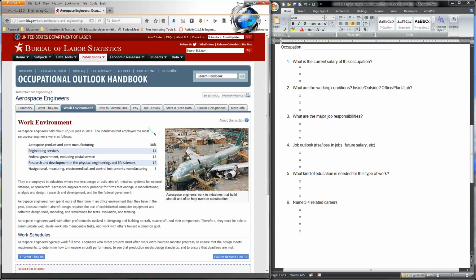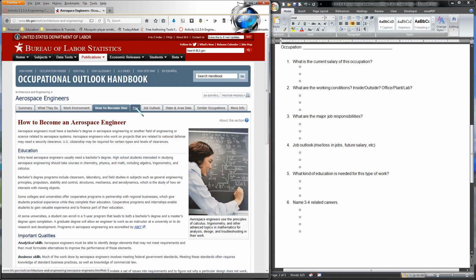Work environment. So what are the working conditions? Where do they work? For this career, most aerospace engineers work in product and parts manufacturing. So 38% of the people that work in aerospace engineering work in making products and the parts that go into different air vehicles. We can use that as a fact. We could also choose some other things it might talk about here in the paragraph. We want to pick 3 facts from our work environment.